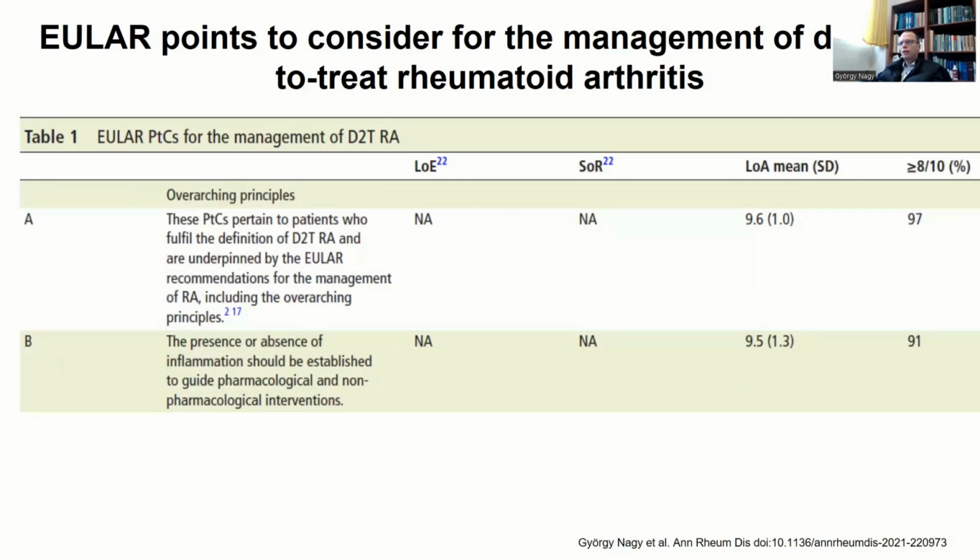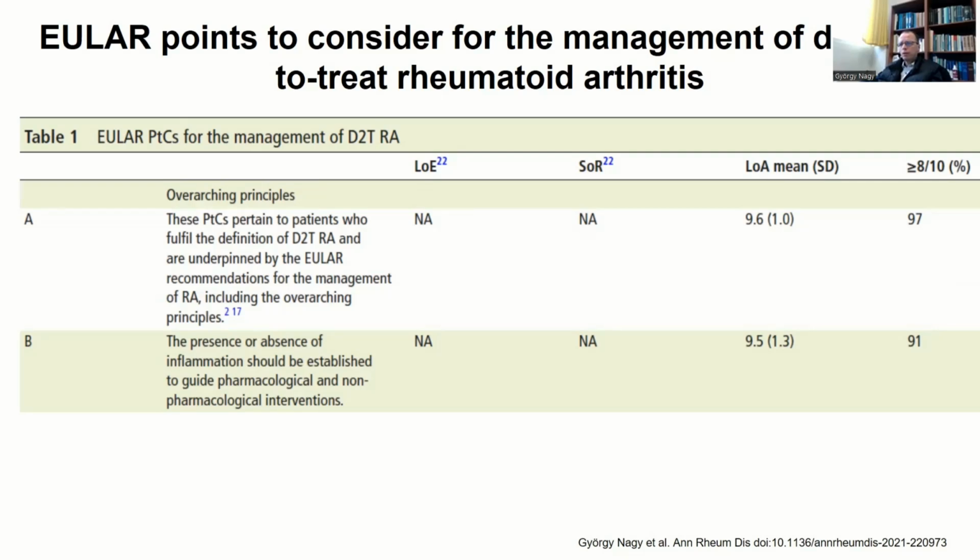As with all EULAR guidances, this is based on a systematic literature review as well. So basically, we created some overarching principles, which are general principles and applicable to all patients. And the first one, the overarching principle, is that these points pertain to patients who fulfill the definition, which I just mentioned, of difficult to treat disease, and underpinned by EULAR recommendations for the management of rheumatoid arthritis, including the overarching principles. So this work should be used in the clinical practice together with the EULAR recommendations for the management of difficult to treat disease.